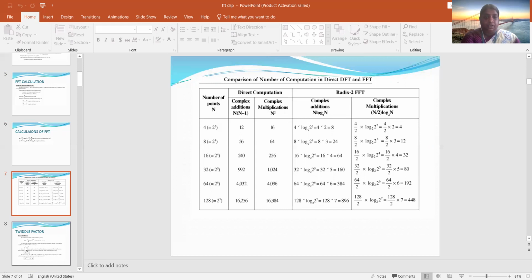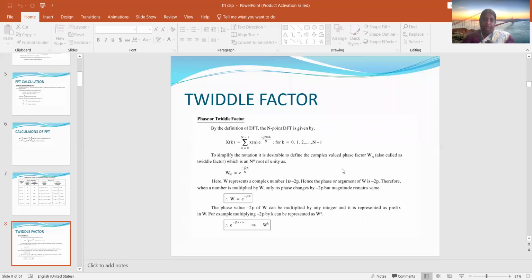Next we move to the twiddle factor. What is the twiddle factor which we use in the FFT? The twiddle factor is also called the phase factor. By the definition of the DFT, the N-point DFT is given by X of k is the summation n equals 0 to N minus 1 of x of n e power minus j 2 pi k n by N. But here we take W sub N, which is considered the twiddle factor, equal to e power minus j 2 pi by N, where W represents a complex number. Hence the phase or argument of W is minus 2 pi by N. Therefore, when a number is multiplied by this twiddle factor, only its phase changes, but the magnitude remains the same. So W power k is e power minus j 2 pi k by N.